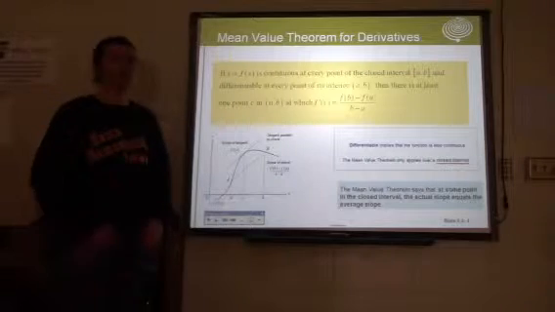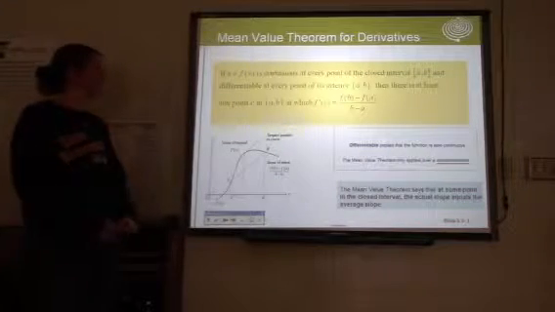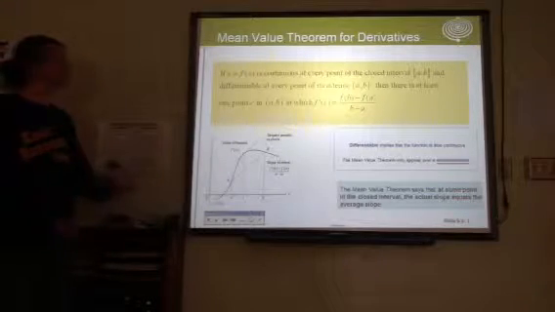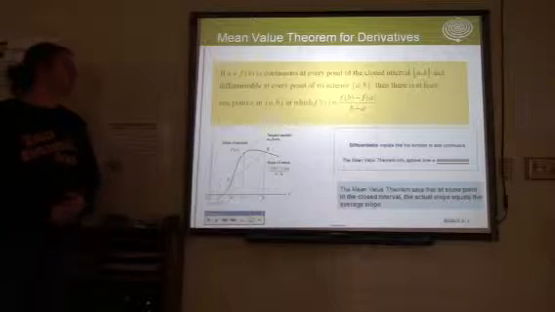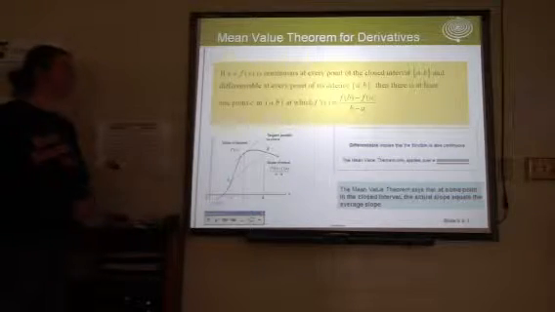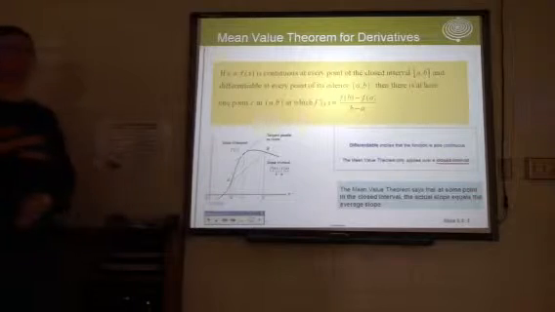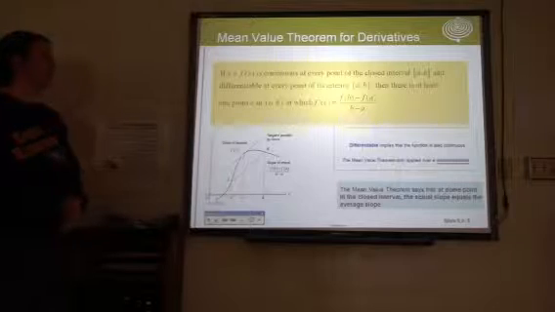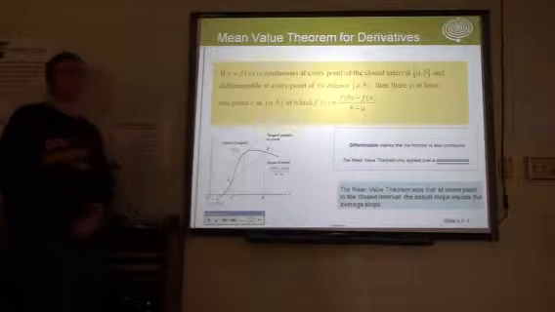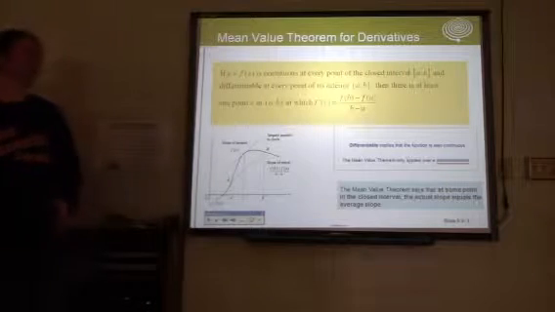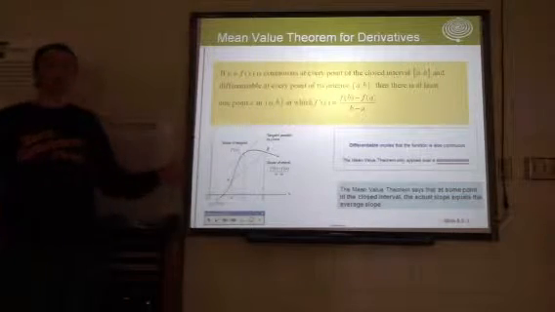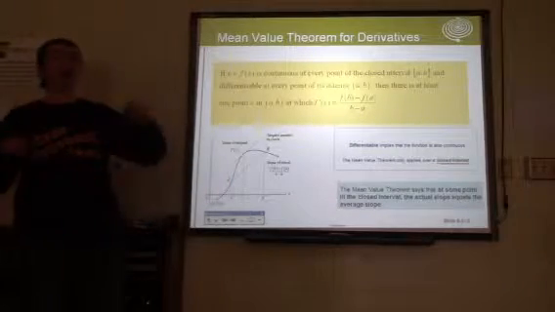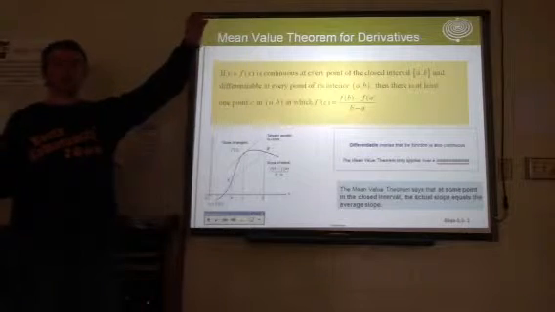Here is our mean value theorem. It says this: if y equals f of x is continuous at every point on a closed interval and differentiable at every point of its interior from A to B, then there is at least one point C in A to B at which f prime at C equals f of B minus f of A all over B minus A. What is that talking about? Well, that is talking about this, that at some point the actual slope of my graph is going to be equal to the average slope taking my two endpoints.